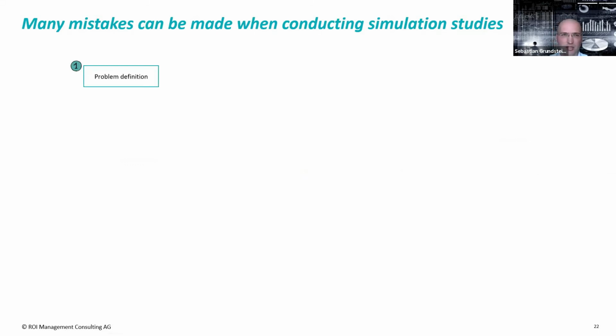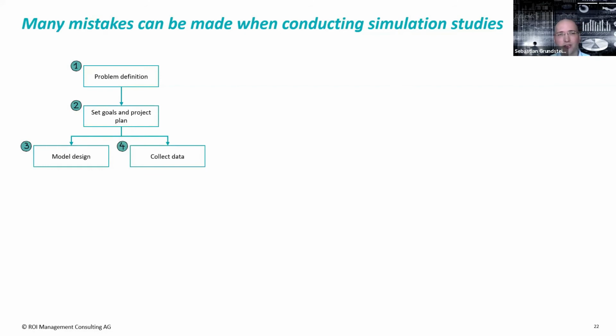First of all, of course, you start with a problem definition. That means what is the problem you want to examine, and what are the goals and the questions you want to have answered. For example, what is my optimal buffer dimensioning? What is my optimal location for the factory? Or what is my optimal machine combination? These are the goals you have to define here, and define the project plan. Then you do the model design. That means you design the model based on the goals and the task. And then you start collecting data.